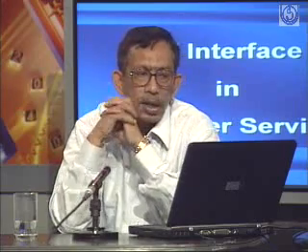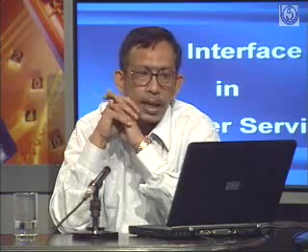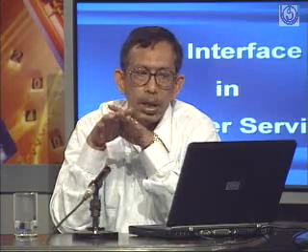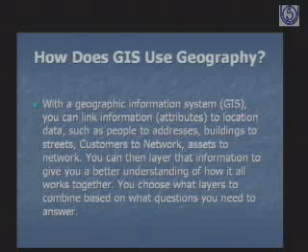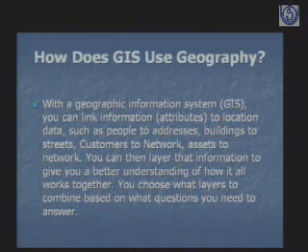With a geographical information system, GIS, you can link information attributes to location, data such as people to addresses, buildings to streets, customer to network, asset to network. We can then layer that information to give a better understanding of how it all works together. We choose layers to combine based on what question you need to answer.